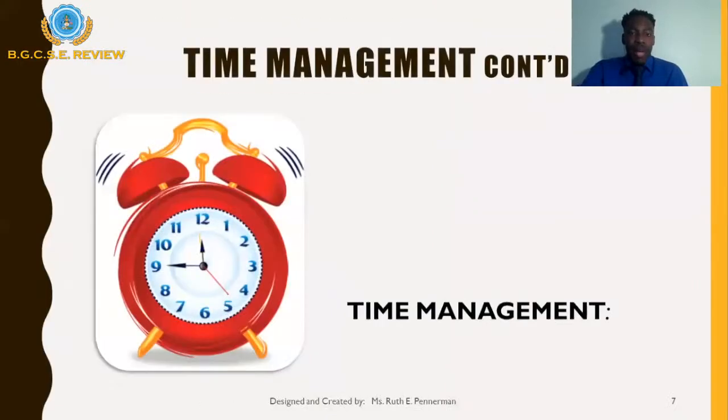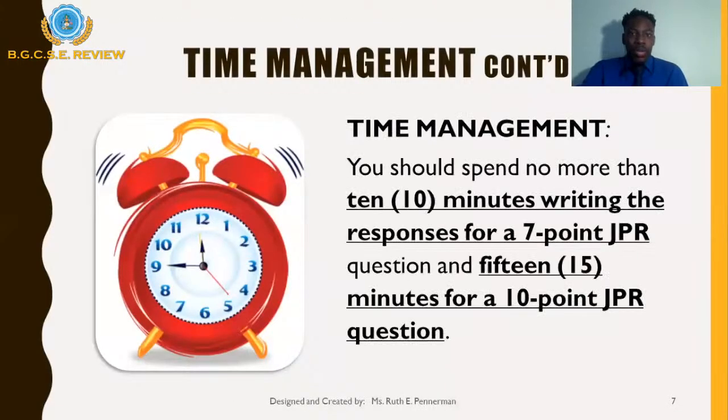So, time management now. You should spend no more than 10 minutes writing the responses for a 7-point JPR and 15 minutes preparing or writing a 10-point JPR. And so you realize that time is of the essence. Don't forget now, the examination, Paper 1, is approximately 2 hours. Paper 2 is 2 hours.